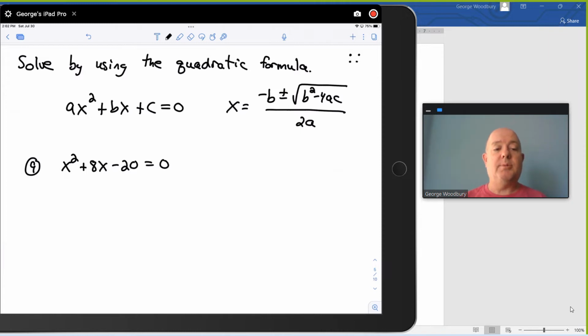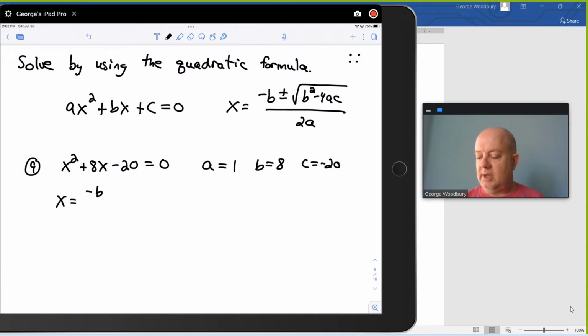So in problem 9, I have x squared plus 8x minus 20 equals 0. That means that a is equal to 1, b is equal to 8, and c is equal to negative 20. So a good idea in general is to copy that formula down and then substitute in. So I'm going to write the formula again. X equals negative b plus or minus square root b squared minus 4ac all over 2a.